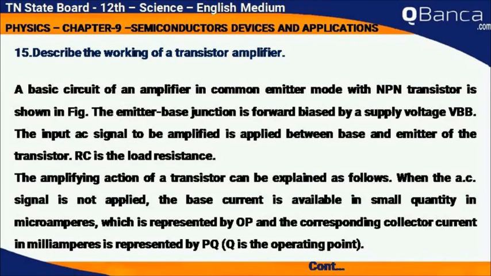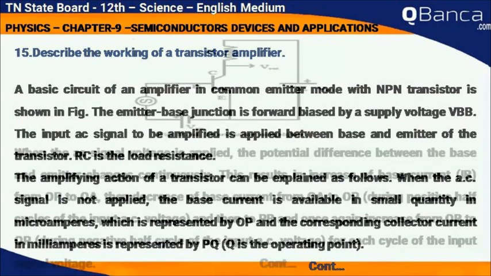The amplifying action of a transistor can be explained as follows. When the AC signal is not applied, the base current is available in small quantity in microamperes, which is represented by OP, and the corresponding collector current in milliamperes. It is represented by PQ, since Q is the operating point.